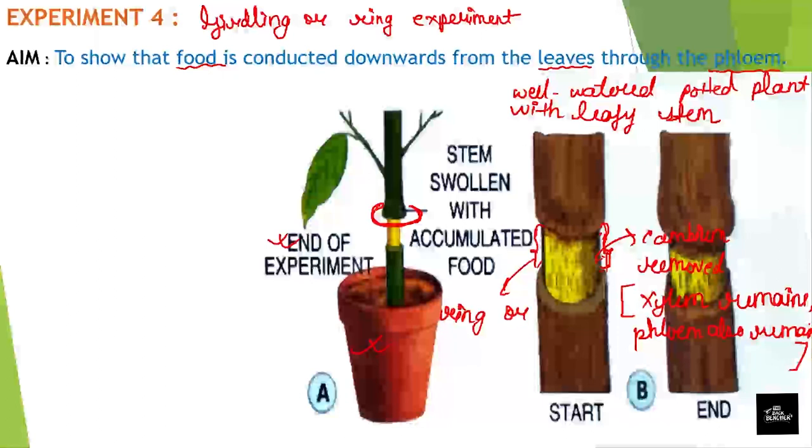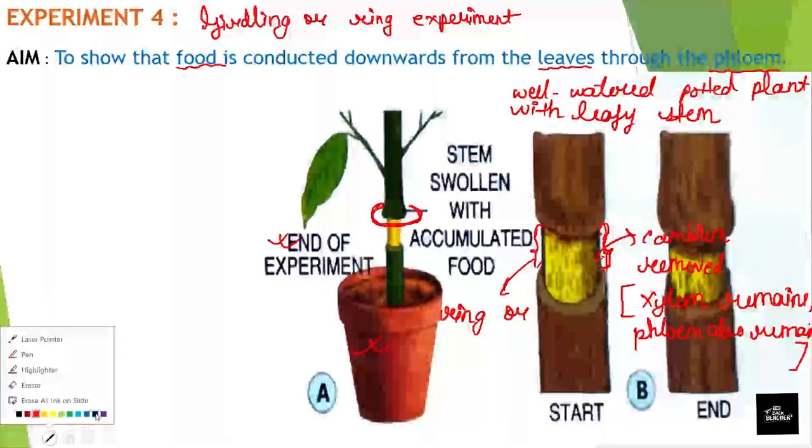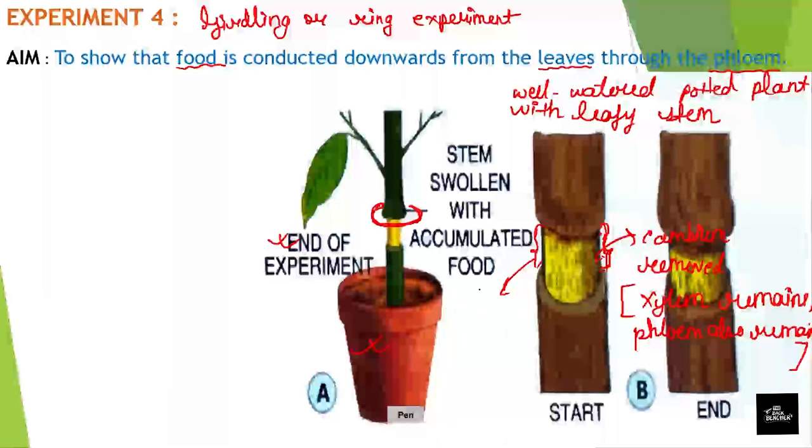Okay, let me use a different ink. It is becoming very boring. Okay. The portion from where we cut off the cambium is referred to as the ring or girdle.